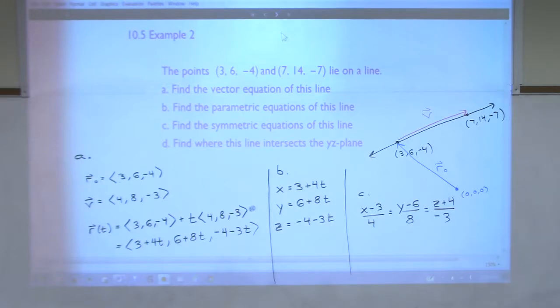Does anybody have any questions? Did anybody do it different? Did anyone pick a different R naught? Like, did anyone pick this one for R naught? No? Everyone did that?